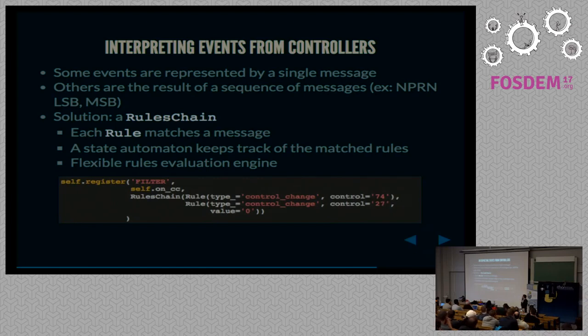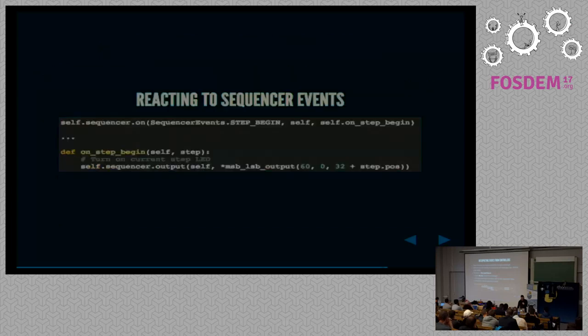So here, for example, I call the onCC method when the control change number 74 and next the 27 one, I can't really read, with value 0 come from my controllers.